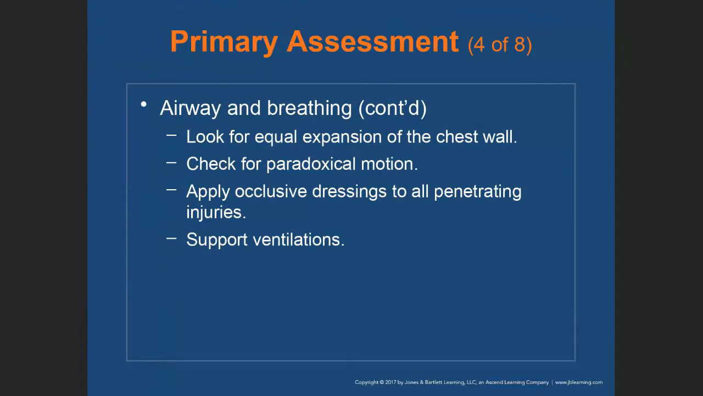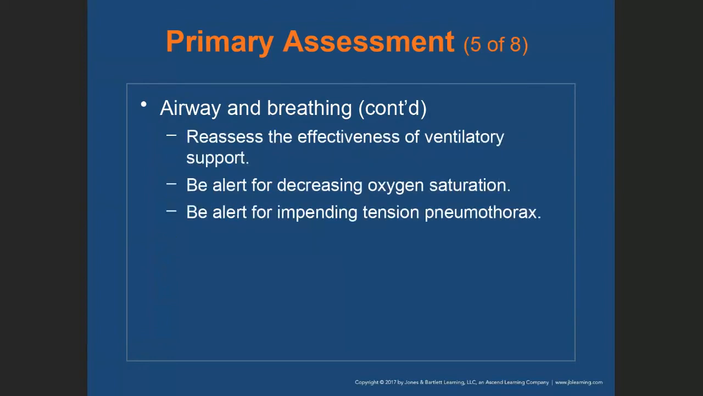Apply occlusive dressing to all penetrating injuries, especially to the chest, anterior and posterior, and upper abdomen. So if it's a puncture wound to the upper abdomen, then consider putting on an occlusive dressing. Support ventilations as needed. Reassess the effectiveness of ventilatory support. Be alert for decreasing oxygen saturation. Be alert for impending tension pneumothorax.